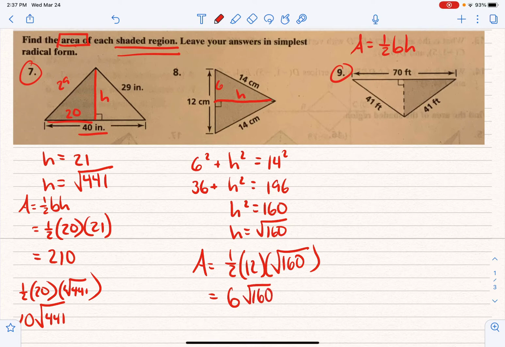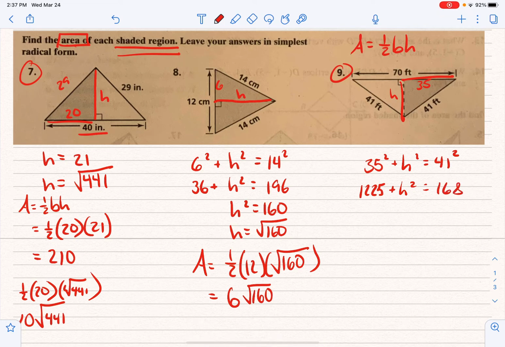And for number 9, lastly, this part right here is 35. Got to find this part. I'm going to call that h. So I know that 35 squared plus whatever the height is squared has got to be equal to 41 squared. Now 35 squared is 1225 plus the height squared is equal to 41 squared, which is what, 1681? Yeah, we'll say 1681.